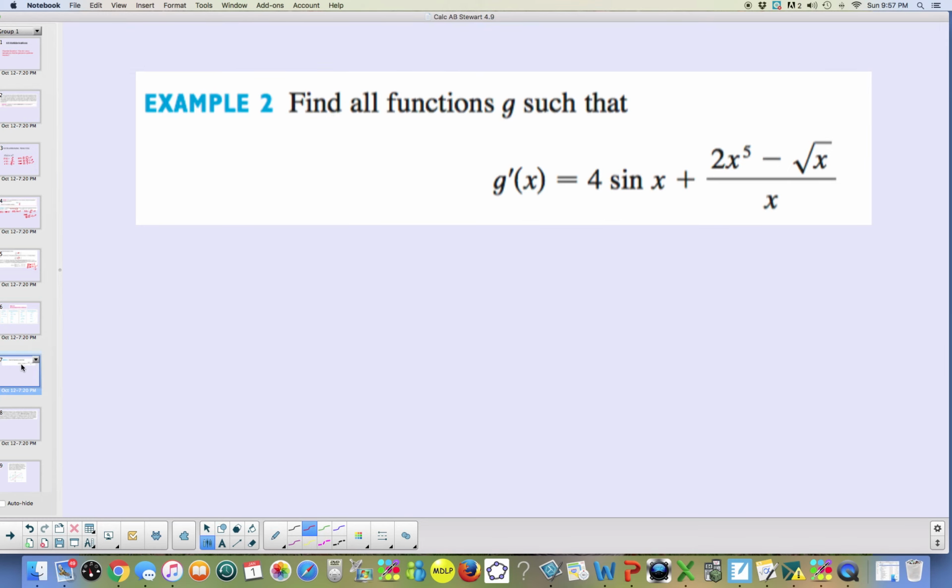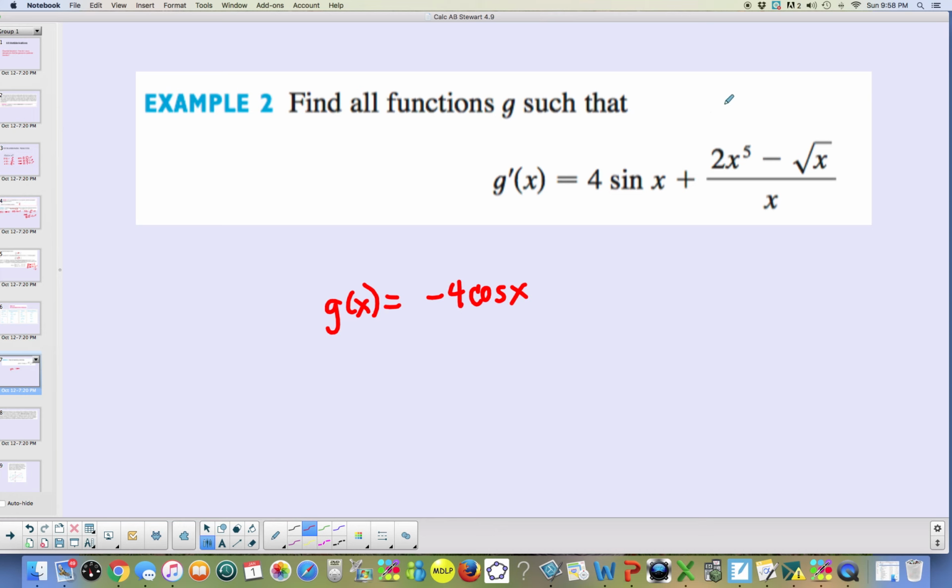Let's take a look at this. And again, we're thinking backwards. And we want to find all functions g such that this is the derivative. So g of x equals, and I'm going to write -4 cosine of x, and I'm going to check my work and think to myself, what's the derivative of cosine of x? It's negative sine of x.